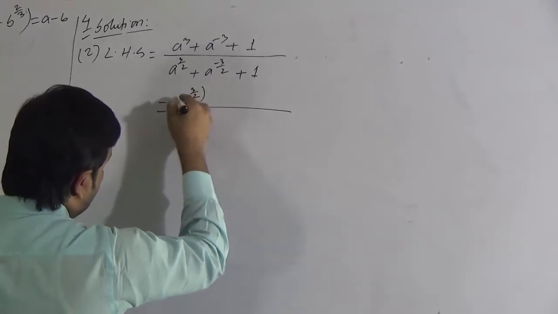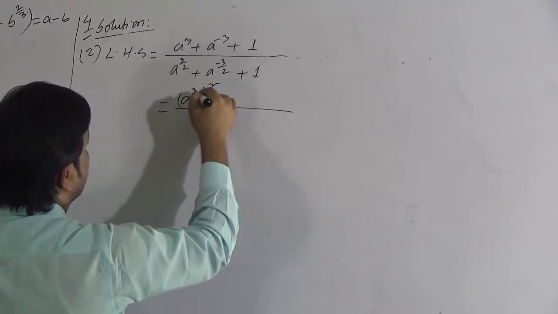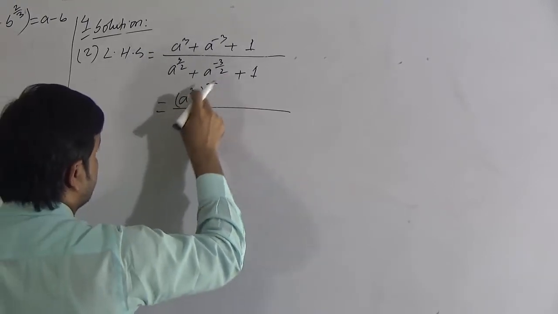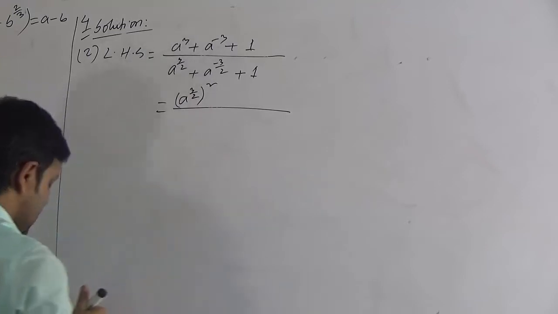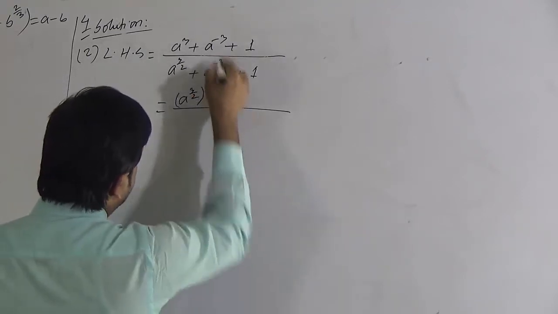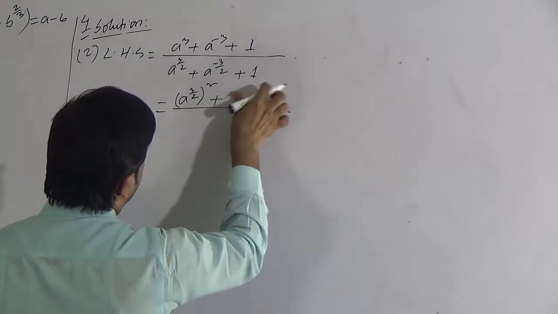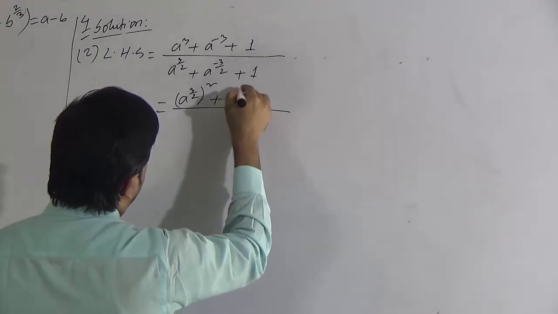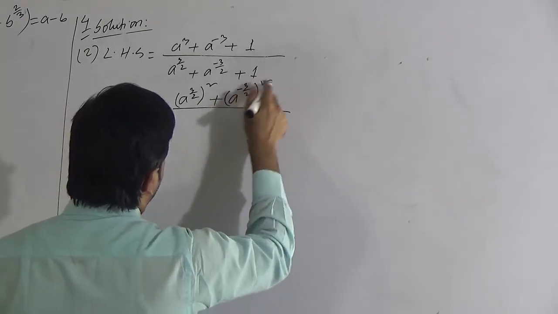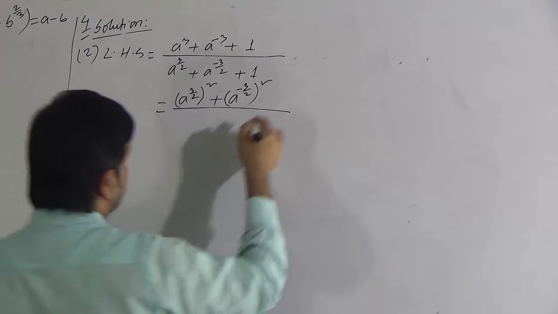To remove this 2, we have to take the whole square. As power and whole power, we have to take the product. If we take the product, this 2 and 2 will vanish each other, and we will get only a cube. So we can write the next term this way, a to the power minus 3 by 2 whole square. This 2 and 2 will vanish each other, and it will be a to the power minus 3.